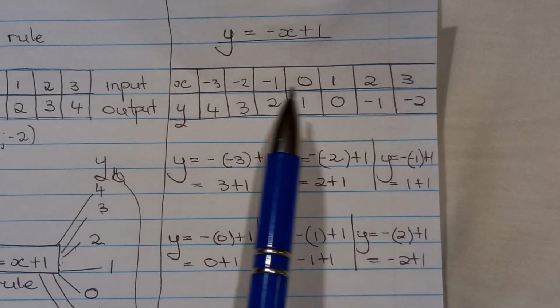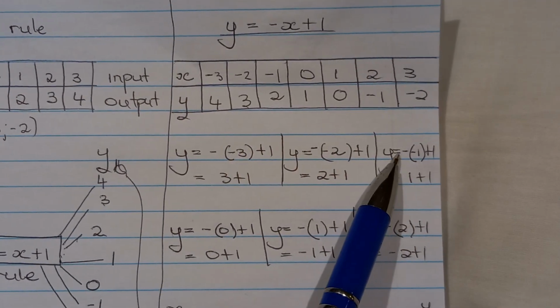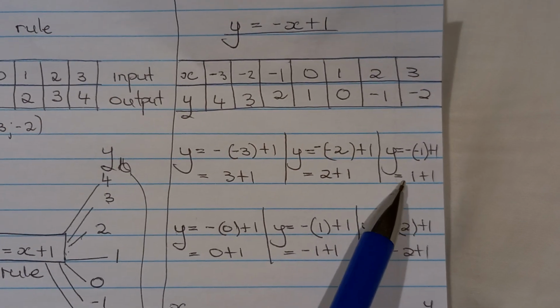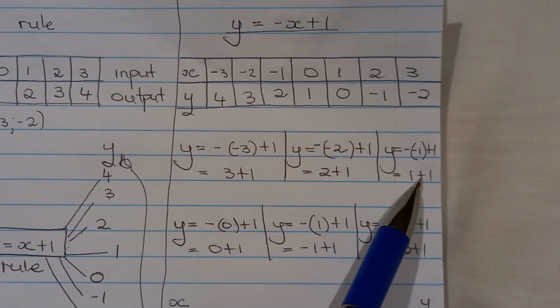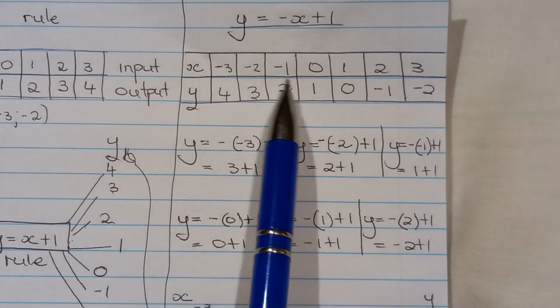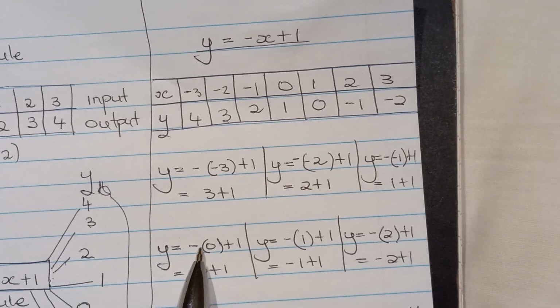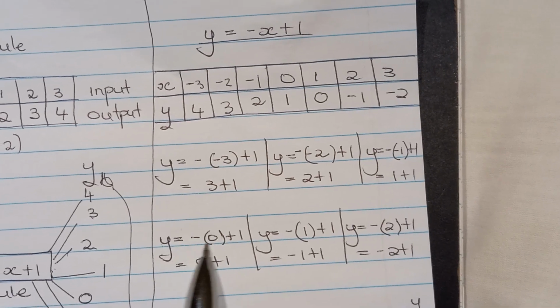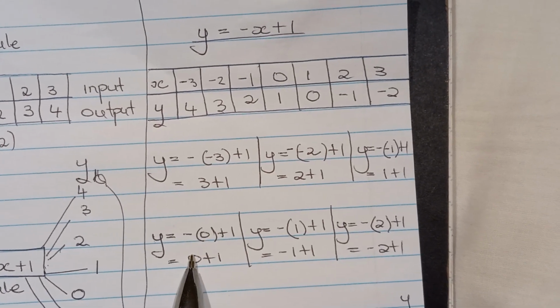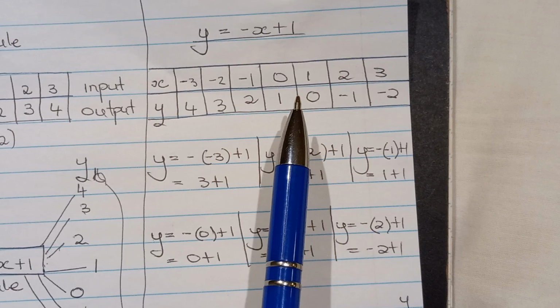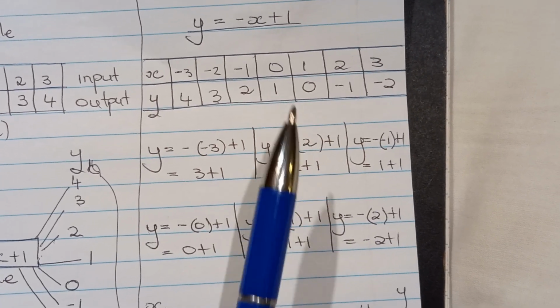Then here we're substituting -1. A negative times a negative is a positive. That's why there you then have 1 plus 1, which is 2. Now, when we come to 0, anything times 0 is 0 plus 1. That's why you then have a 1 there.